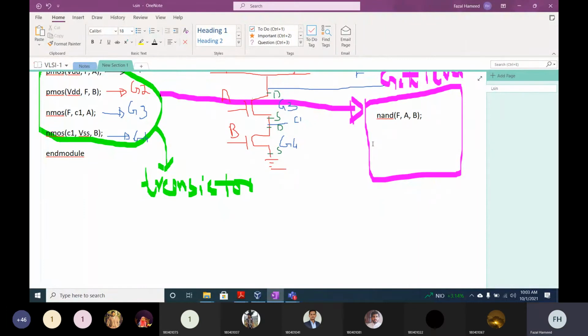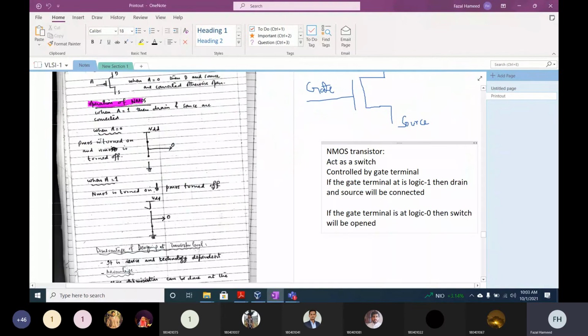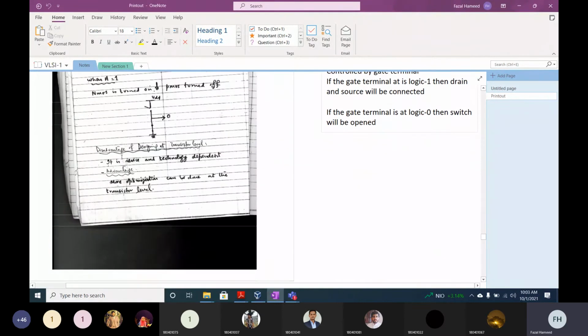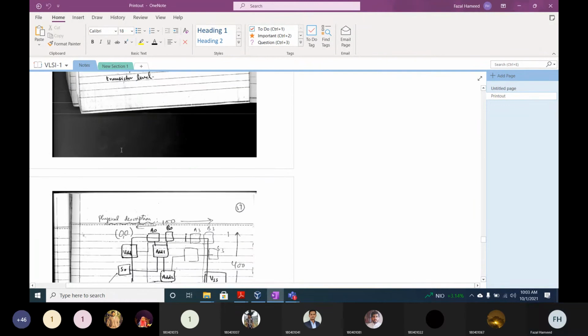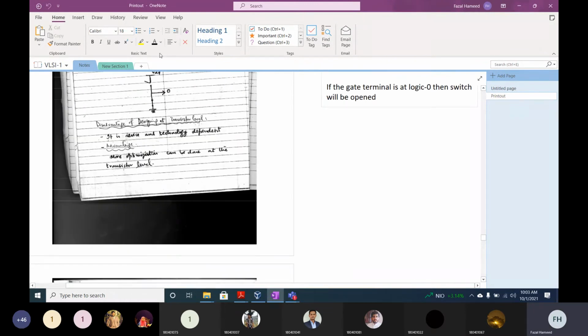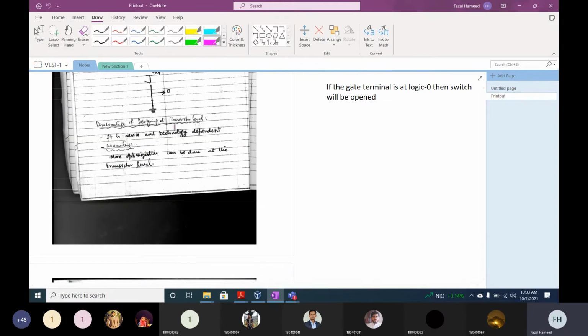Okay, now we are finished with this. Now we have another level of abstraction. So what is the advantage? It is device and technology dependent. Yes, it is dependent on the technology. Which technology are you using? And there is more optimization. You can do more optimization at the transistor level, like you can change the size of the transistor. But I'm not going into more detail at this level. We can study this later on.